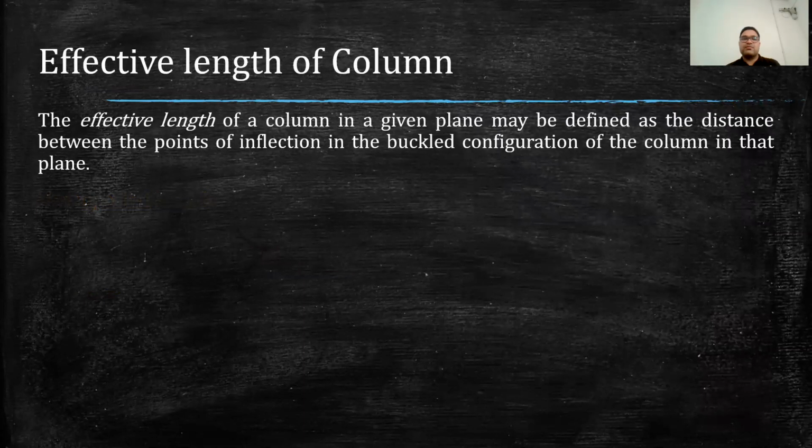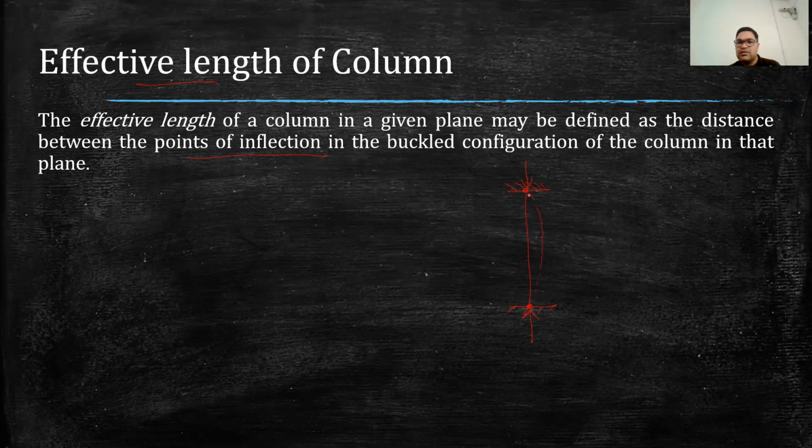Now coming to the next topic, that is effective length. Now what is effective length? Effective length is basically a length which may be defined as the distance between points of inflection in the buckled configuration. For example, if there is a column which is connected at both the ends, it is very important to understand how firmly it is connected. So if load is coming on this column, then how will it buckle? It may buckle like this.